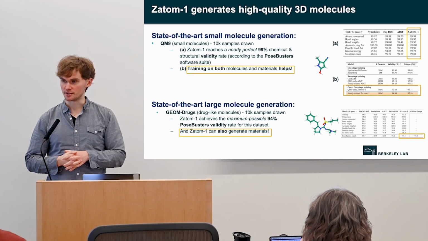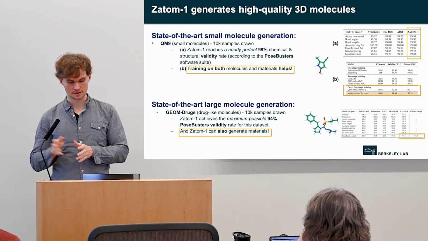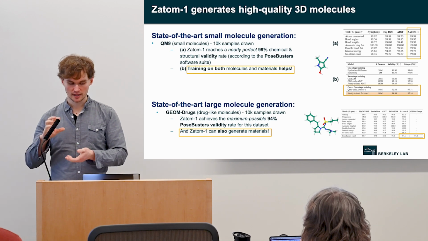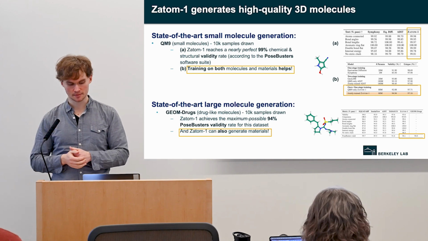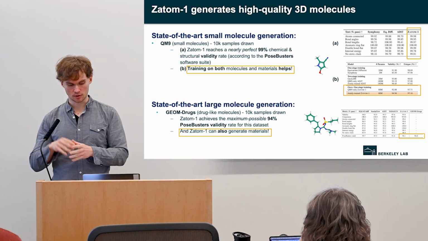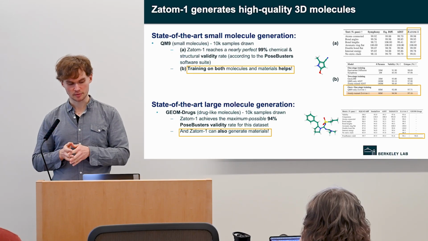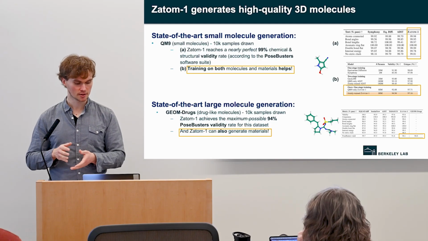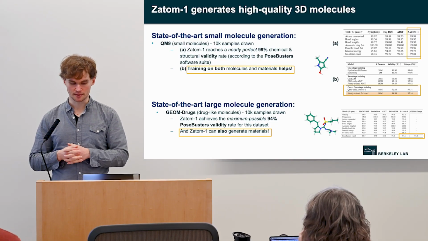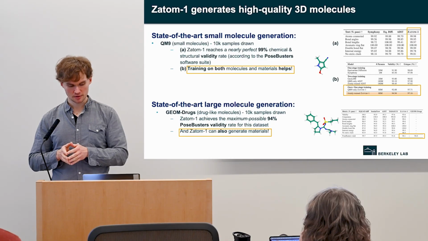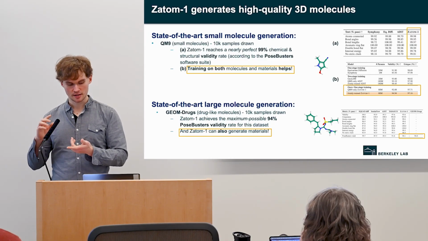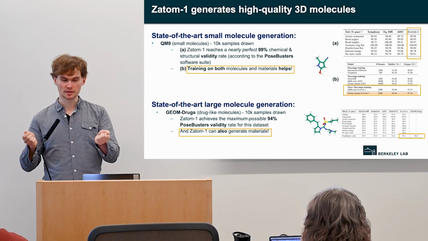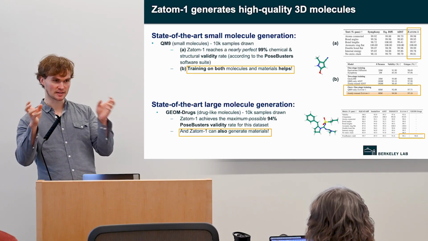Now, empirically, how does ZAT1 do? We test it across a range of tasks. First, we're going to talk about the pre-training tasks, which are these generative tasks. How well can we generate small and large molecules, split into two different tasks? For small molecule generation, we're almost at a perfect chemical and structural validity rate, according to this tool called PoseBusters, which is well known in the AI literature. Essentially 99%, better than any other method in the AI literature. And we also find something quite interesting, which is that training on both molecules and materials is better than training on just molecules alone.